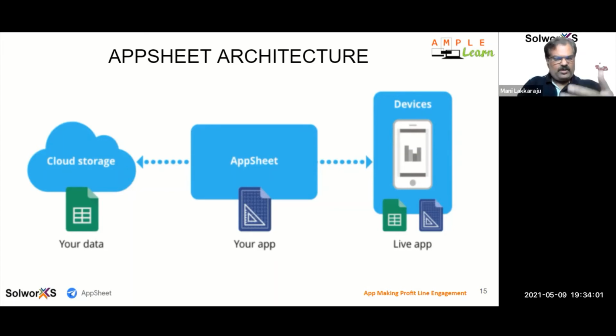This is how it works. It's just 3 simple steps. Log onto your Gmail, connect with your Drive, create an Excel sheet, and use that Excel sheet as a source in AppSheet, and your app is ready. So it's done, right? Let's move on.